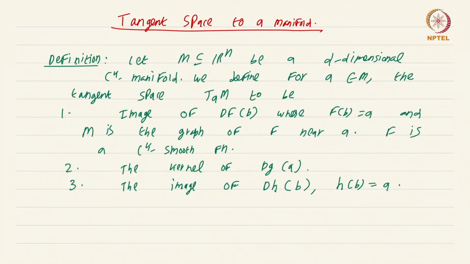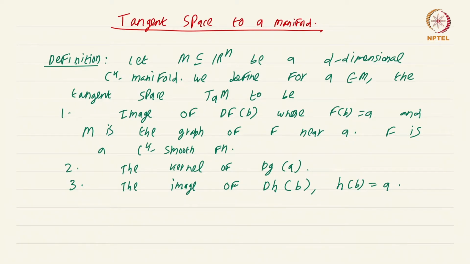Now again, the third definition will give rise to a d-dimensional vector space simply because Dh is also of rank d, and the kernel of Dg_A is also going to give you a d-dimensional vector space simply because Dg was of rank n minus d. The rank-nullity theorem will tell you that the kernel will have to be of dimension d. So thankfully all these three definitions will give rise to spaces that are at least of the same dimension. Now we are going to show that not only are the spaces of the same dimension, they are exactly the same.